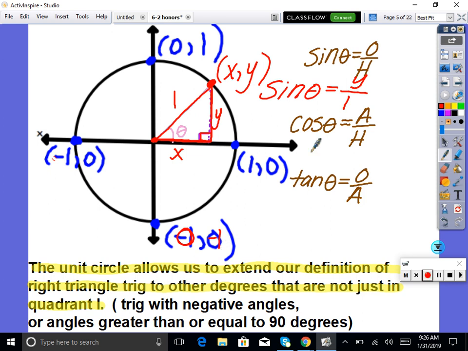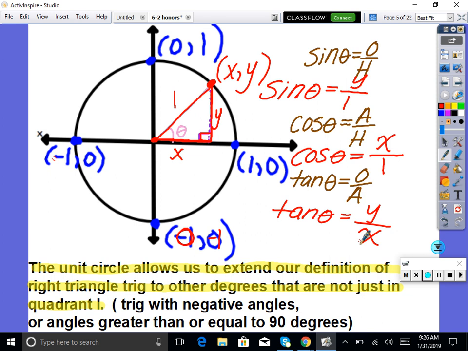Okay, let's go on to cosine. So cosine of theta would be our adjacent side. Our adjacent side from theta is x. And our hypotenuse on the unit circle is always 1. That's why we can always say that cosine of theta is always just x on our unit circle. And then tangent of theta is our opposite side, which will be y, divided by our adjacent side, which would be x. That's why on the unit circle, tangent is always the y value divided by the x value. Does that make sense? And the reciprocals fall accordingly.